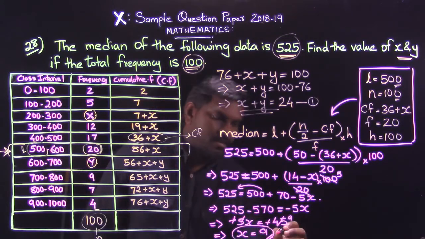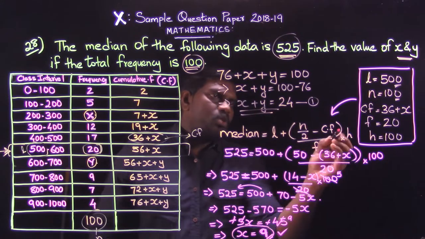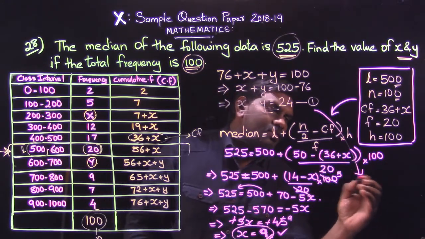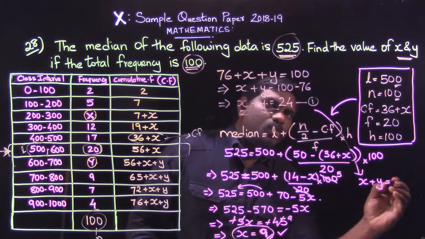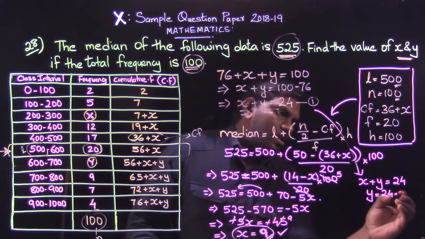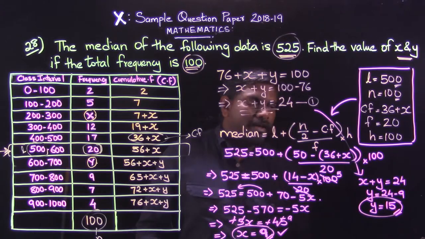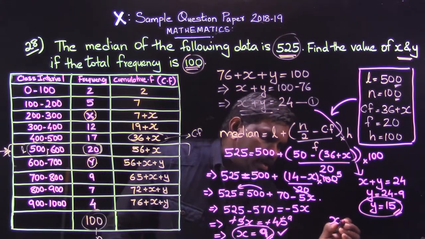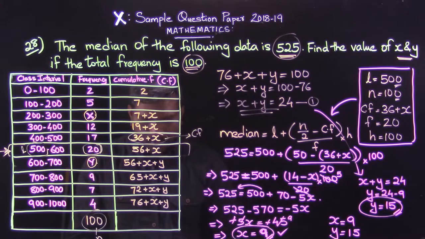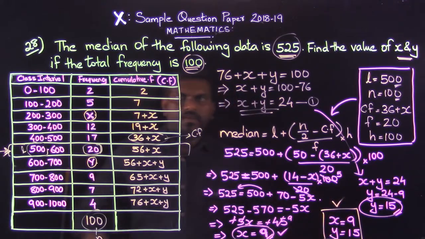So I got the value of x from here. x is nothing but 9. I already have equation 1, so I'm going to substitute into that. x plus y is 24. Now what is the value of y? Value of y is 24 minus 9, so when you subtract, y is going to be 15. So you got the value of x and y. This is what we were asked to find: x is 9 and y is 15. Fine, clear? So this is the answer for the question number 28.